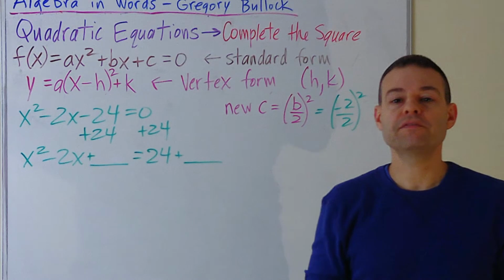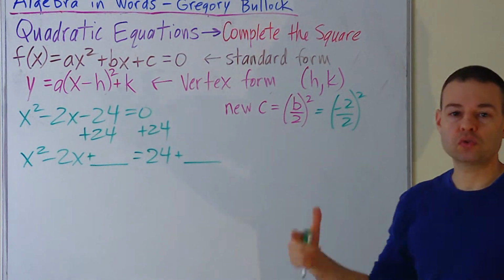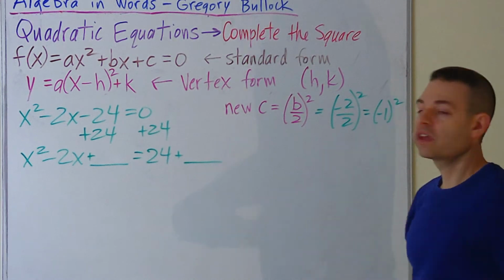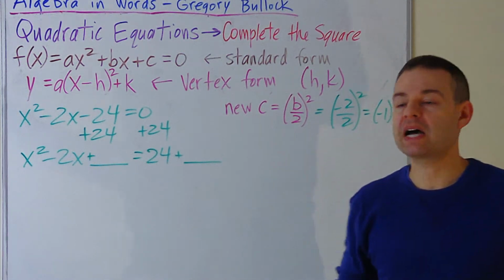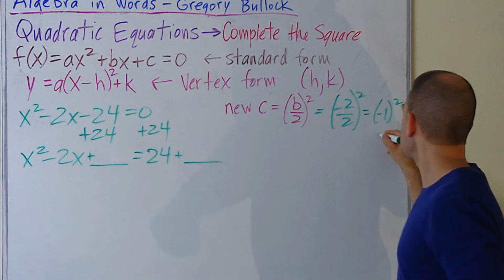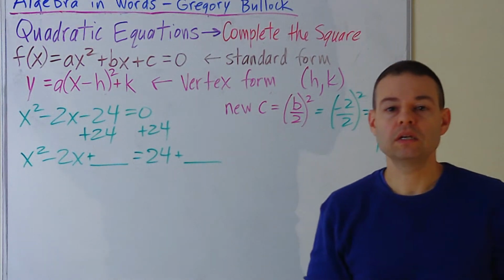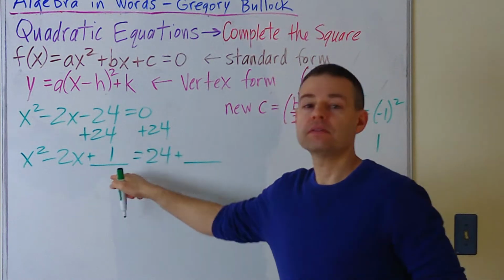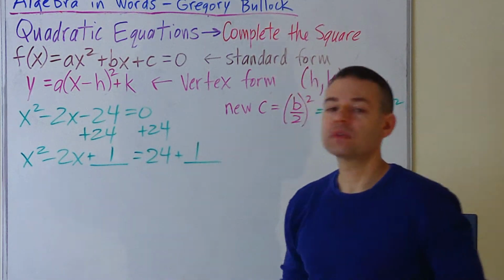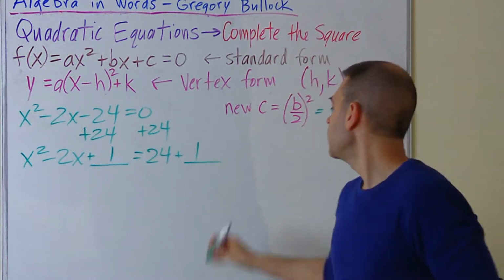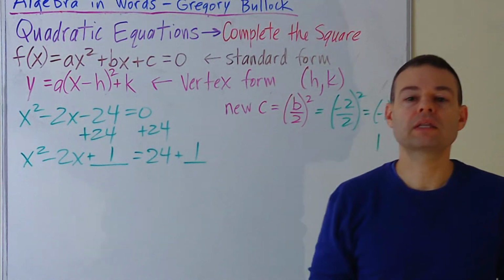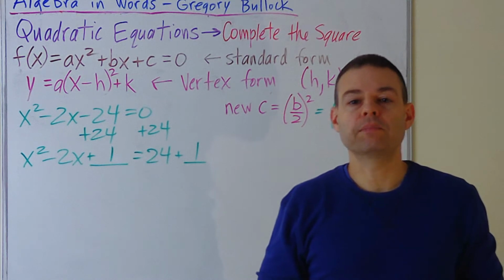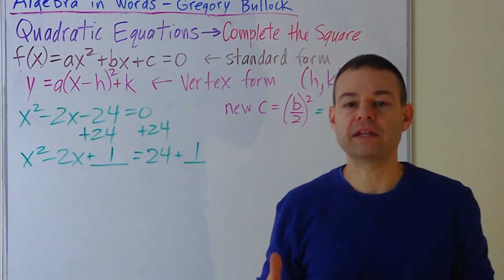All right, and negative 2 over 2 is negative 1. And if we square negative 1, we get positive 1. So the new c we determined is 1. So we're going to add that to the left and on the right. That's why I left the space. And you may think that that's not that big of a deal, but the reason why I like to draw the line on both sides is to remind you to add it to both sides.